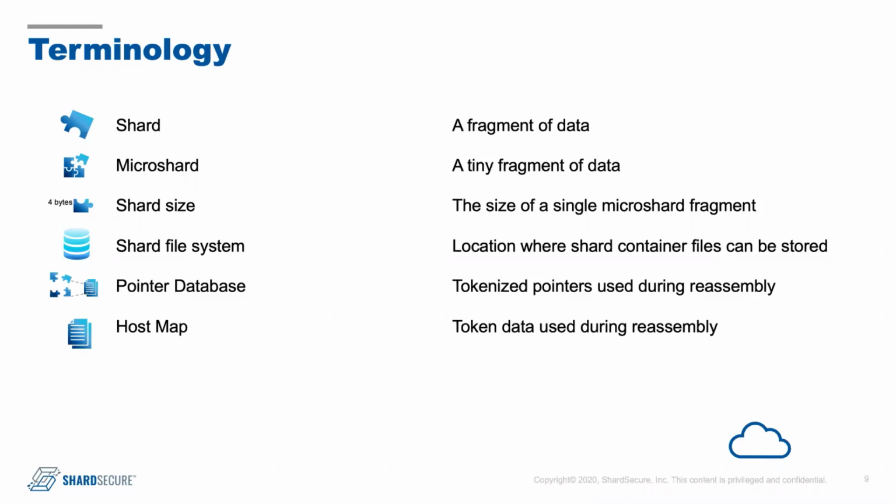Functionally, those two together work a lot like an encryption key. They perform the same function as an encryption key in that they shred and reassemble data. But the pointer database and the host map file have a lot of advantages over an encryption key, right? Encryption keys have to be used where the encryption is done. So for example, if you're using client-side encryption, the encryption key has to be out on your application servers or your database server to actually decrypt that data.